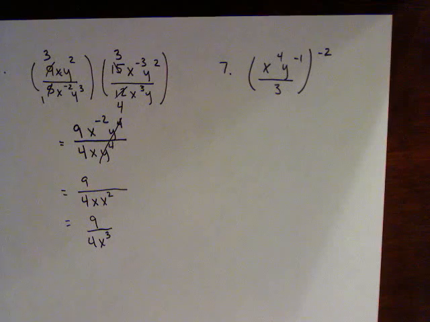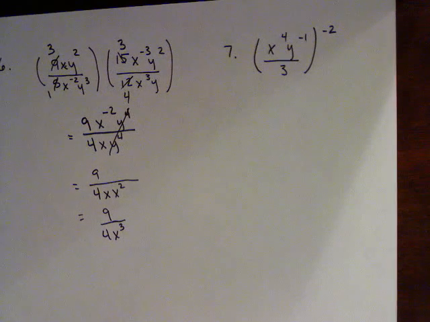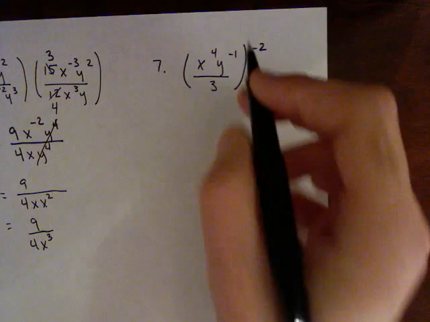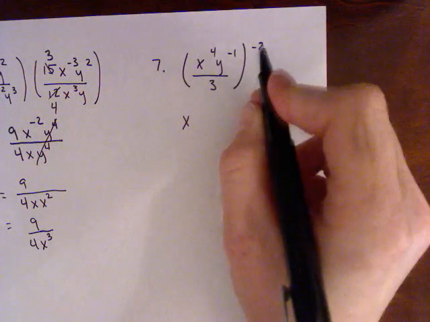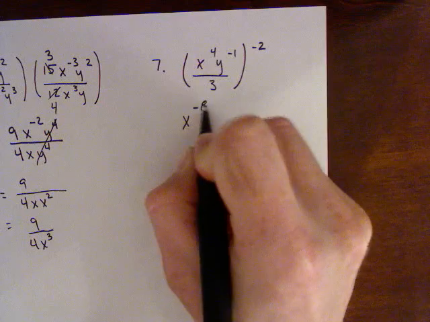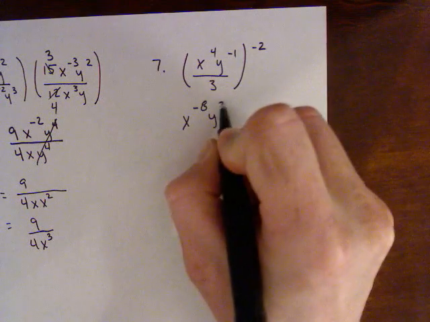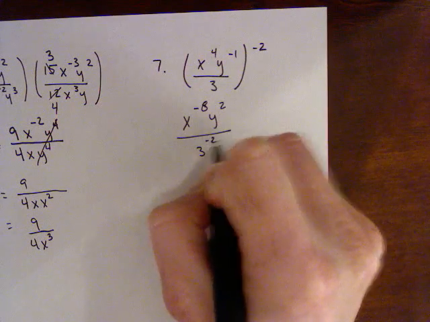And number 7. Okay, in number 7, we will distribute the negative second to all these terms. X to the fourth raised to the negative second, power to power means you multiply. X to the negative eighth, y to the second, over 3 to the negative second.